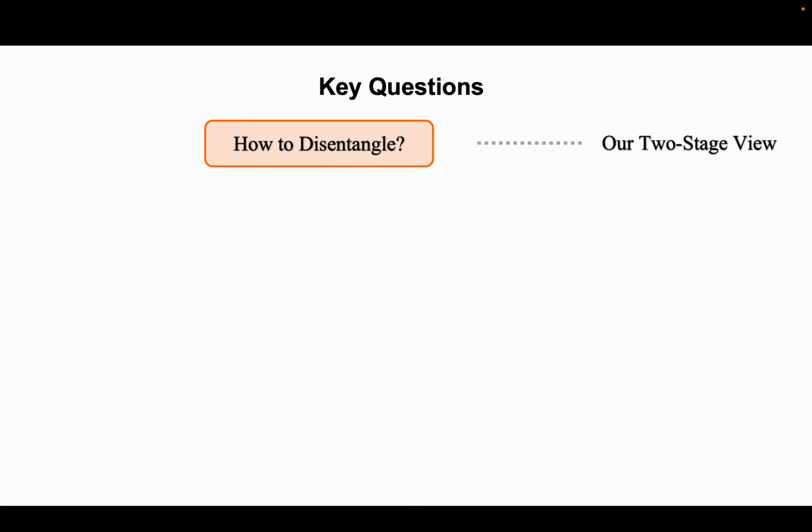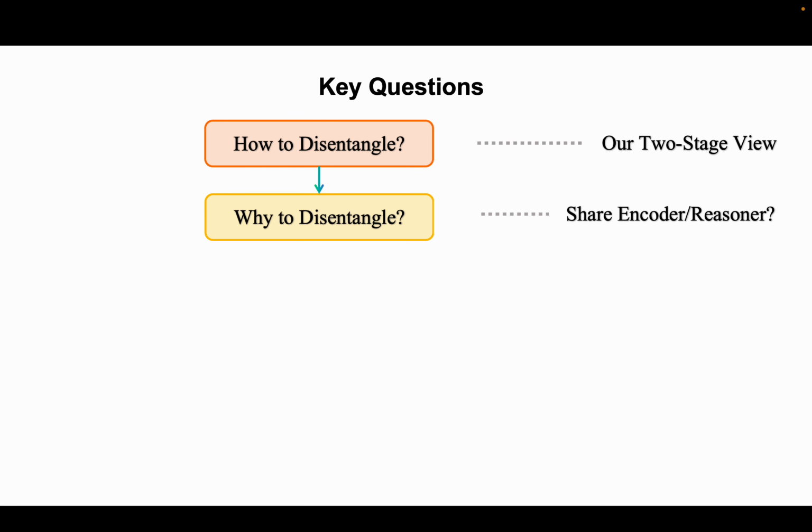Our goal is not to excel at isolated tasks, but to create a versatile system with broader generalization power, mimicking human reasoning. This leads us to a key question. Should the encoder or the reasoner be shared across tasks? To answer this, we conducted experiments focusing on both stages.